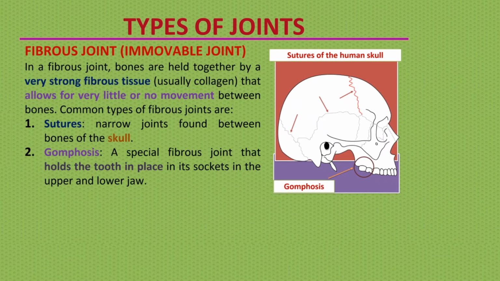Now let's talk about fibrous joints. As the name implies, fibrous joints are joints which are connected by strong fibrous tissue, usually called collagen. They allow for very little or no movement at all. Common examples include the sutures, which are narrow joints found between the bones of the skull. Another common example of a fibrous joint is a special joint that holds the tooth in place within its socket in both the lower and upper jaw, known as the gomphosis.